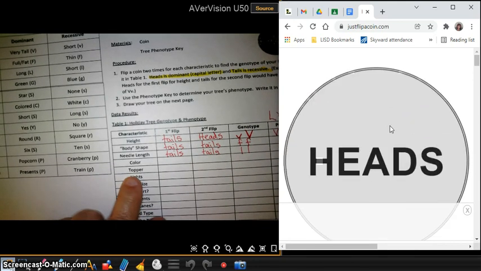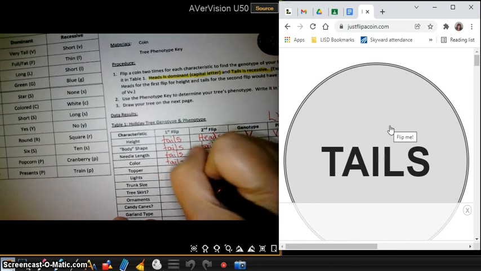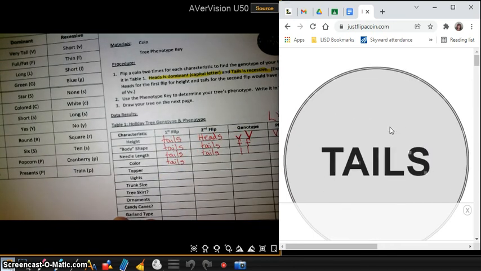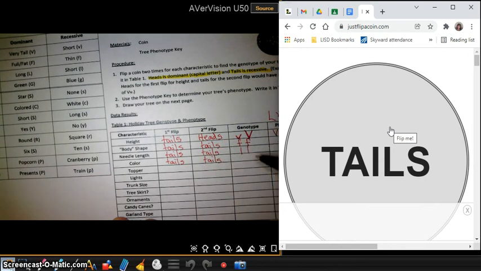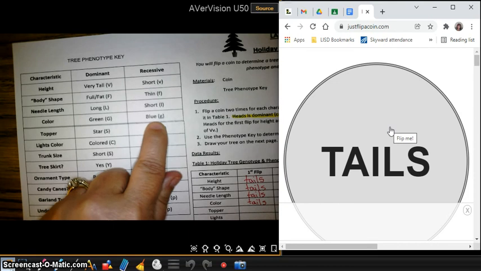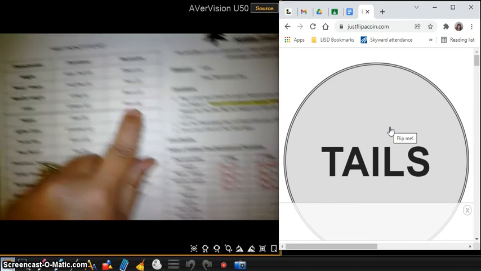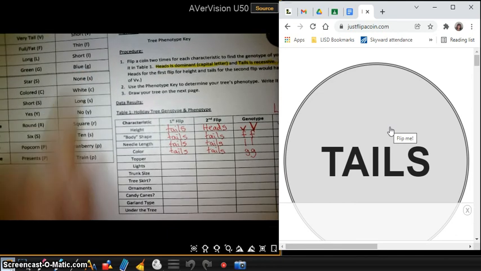Color of tree, I get tails and tails. So I have two recessive traits, the little g, and that means that my tree is going to be a blue color, like a blue spruce.